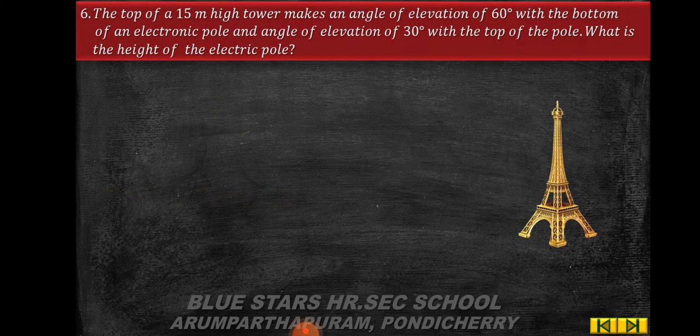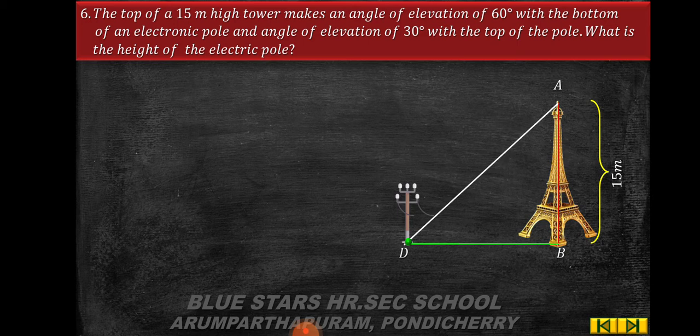Problem number 6. The top of a 15 meter high tower makes an angle of elevation of 60 degree with the bottom of an electric pole and an angle of elevation of 30 degree with the top of the pole. What is the height of the electric pole? So there is one tower and the electric pole is here. The height of the tower is marked as AB, that is 15 meter.